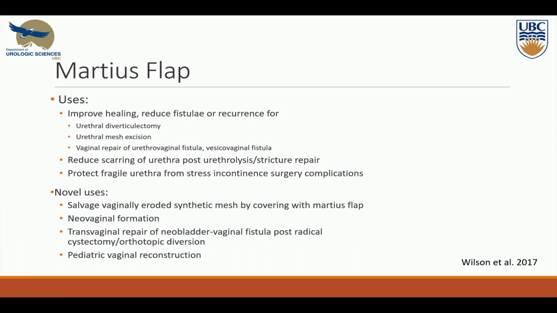There have been some novel uses for the Martius flap reported in the literature. So in patients with vaginal mesh erosion, you can use it as a salvage procedure to cover over the vaginal mesh with the Martius flap. It's also been used for neovagina formation, and it can be used for transvaginal repair of patients that have a neobladder to vagina fistula after radical cystectomy. It can also be useful for pediatric vaginal reconstruction as well.